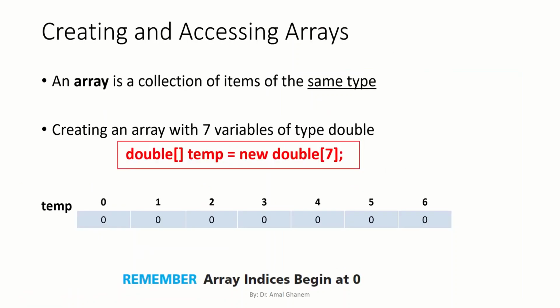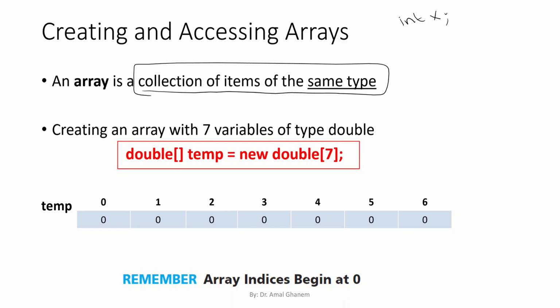So in order to deal with arrays, the definition of an array is a collection of items of the same type. Usually we define variables. So for example, if I say integer x, the meaning is that I have x declared as a single variable, so I can save only one value in x. So I can say x equal 10. So the value of x is 10.